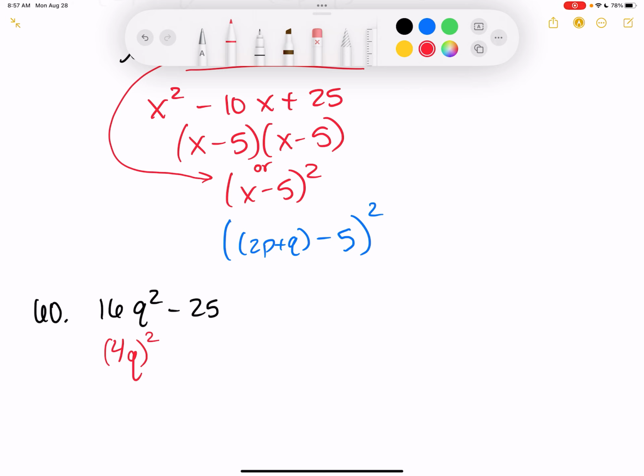Then minus, what squared is 25? 5, so that's 5 squared. So now we just write down 4q plus 5 times 4q minus 5. And all the difference of squares does is it basically gets rid of our middle term, and so that's why we can just go straight to this step.